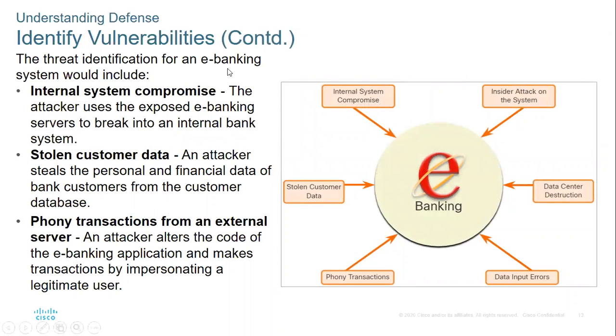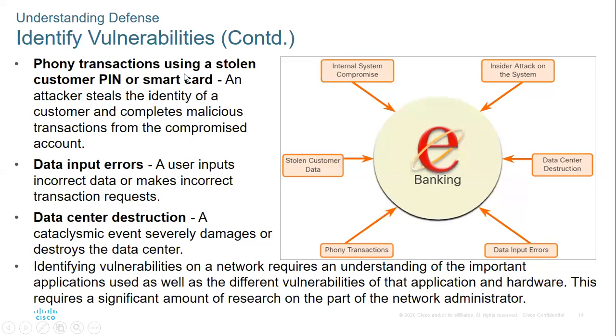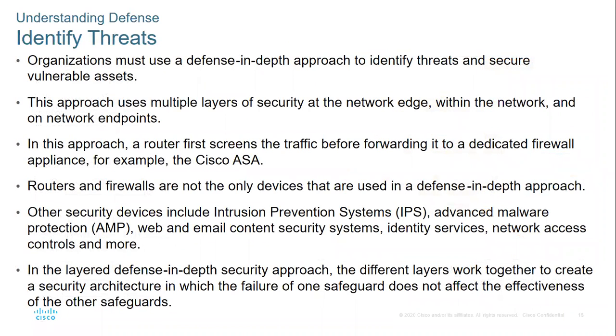Okay. So this is an e-banking system. And some of the threats it faces. So we can have an internal system compromise. The attacker here uses the exposed e-banking server to break into an internal banking system. Stolen customer data. The attacker steals personal and financial data of the bank customers from the customer database. Okay. Phony transaction from an external server. Phony transaction using a stolen customer PIN or smart card. Data input errors. Okay, a user inputs incorrect data or makes incorrect transaction requests. Okay. Data center destruction. A data center has been destroyed due to a natural cause and so on.